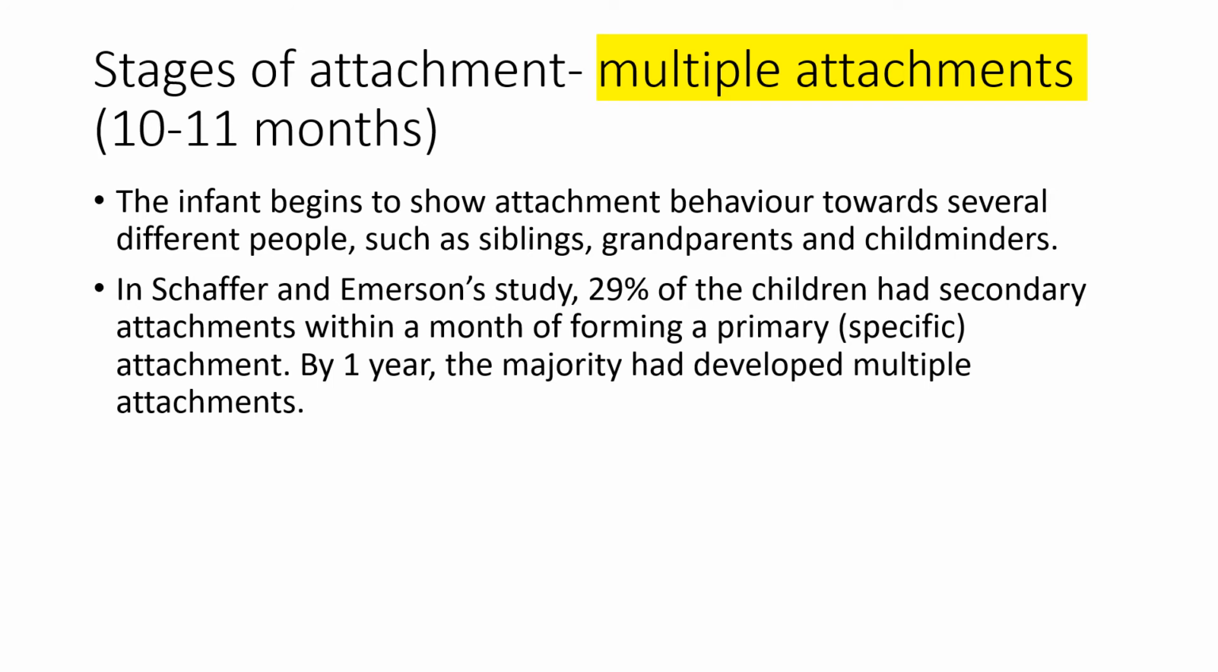Your fourth stage is multiple attachments. This happens from 10 to 11 months. The infant begins to show attachment behaviour towards several different people. So this includes your siblings, grandparents, and childminders. In Schaffer and Emerson's study, 29% of the children had secondary attachments within a month of forming a primary, that's your specific attachment. And by 1 year, the majority had developed multiple attachments.